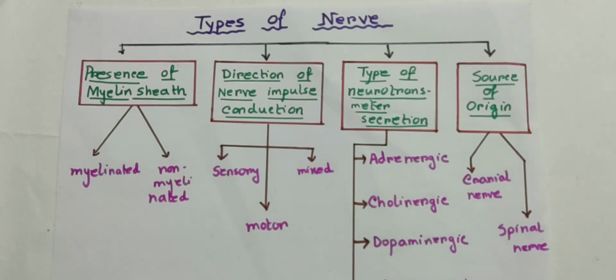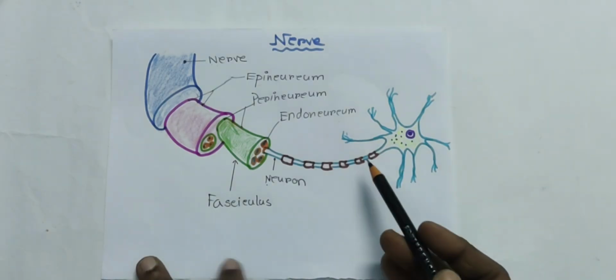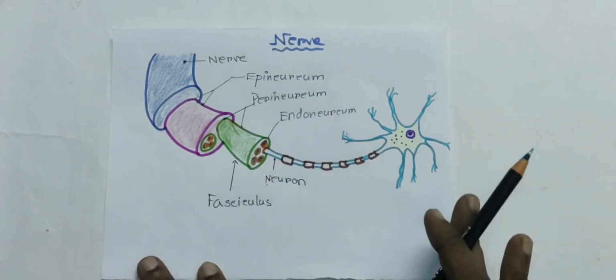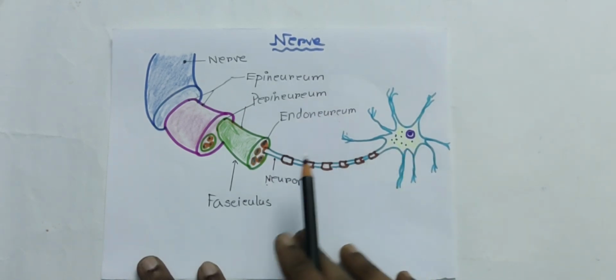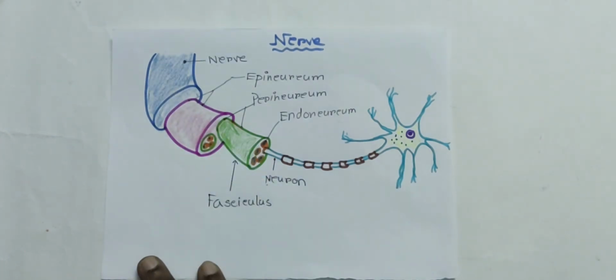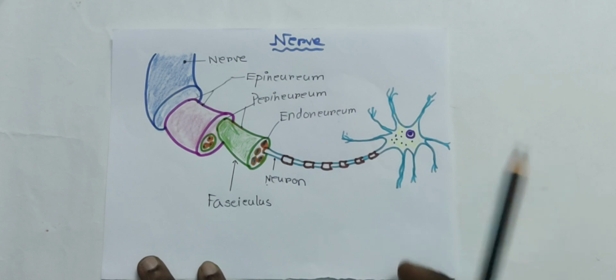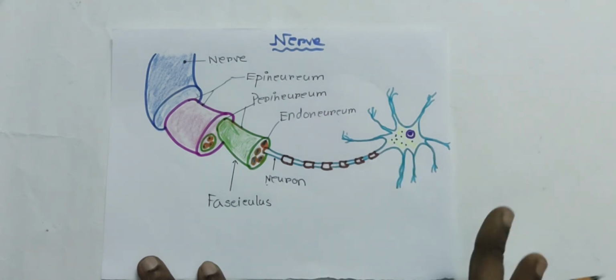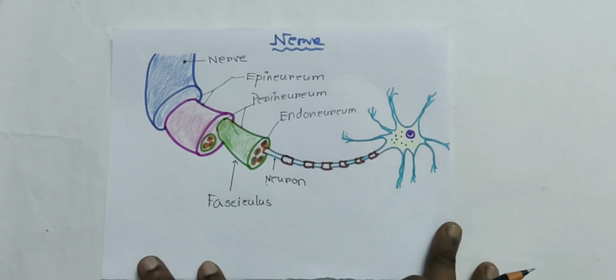Today I am going to explain different types of nerves. Let's have a look. What is a nerve? A nerve is actually a cable-like structure. Nerve cells, that is neurons, bunch together to form a nerve. Nerves transmit electric signals between the brain and the rest of the body. It is a part of the nervous system.